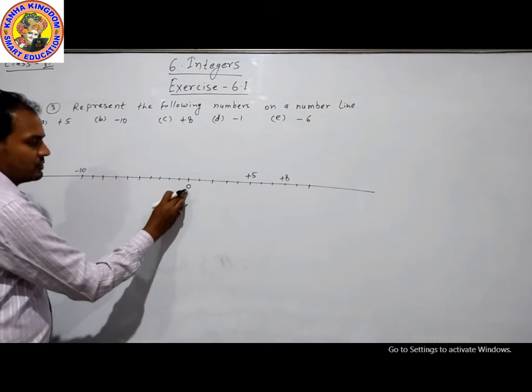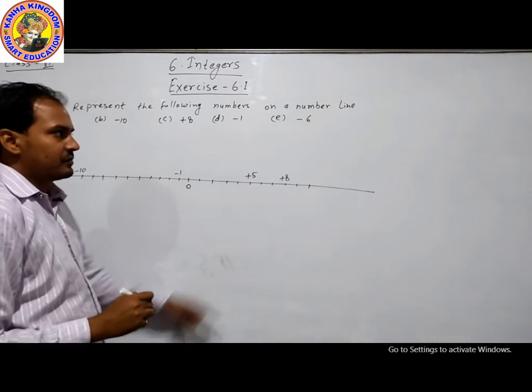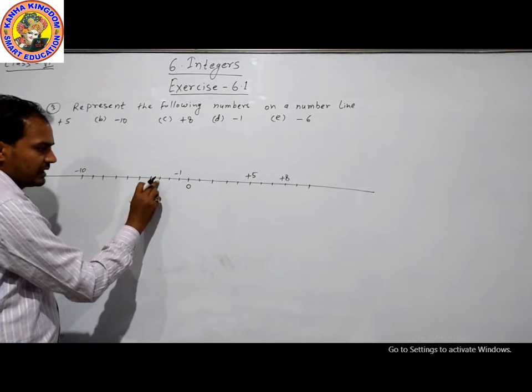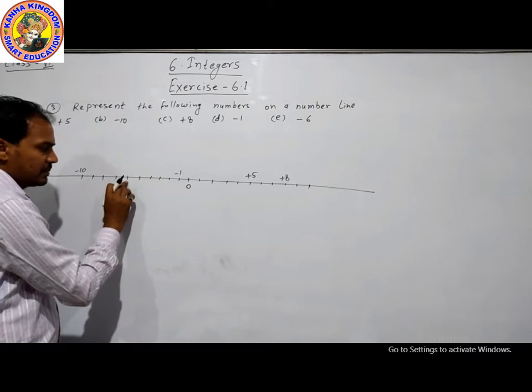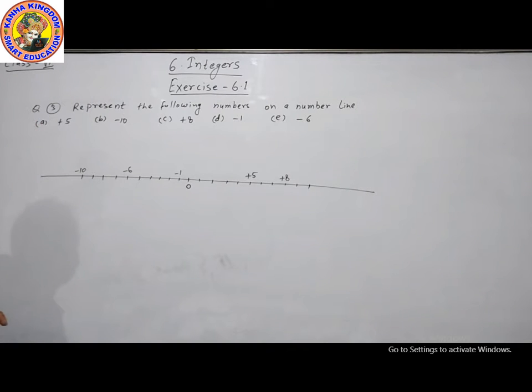Minus 1. 0. Then minus 1. Minus 6. Minus 1, minus 2, minus 3, minus 4, minus 5 and minus 6. Here is minus 6. These are the numbers on the number line.